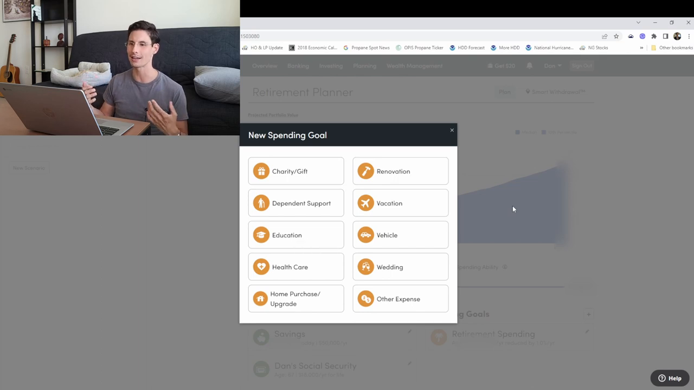And then on the expense side, you can also model a bunch of really cool stuff here. You could model charitable giving, supporting dependents, getting a new vehicle. At some point, your vehicle might need to be replaced. A wedding for one of your children. Or you might upgrade your home. Or healthcare expenses. Or education, college for your kids. So all this stuff can be built into the plan. And so I think that's a really great feature in Personal Capital.